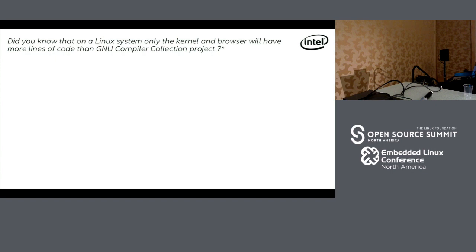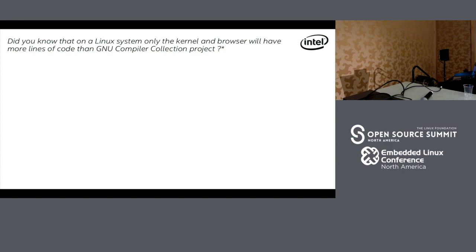I want to start this presentation with a simple question. Do you know that in a Linux system, only the kernel and the browser have many more lines of code than the compiler that was used to build those tools? How many lines of code do you think a compiler usually has? In this case, the GCC compiler.